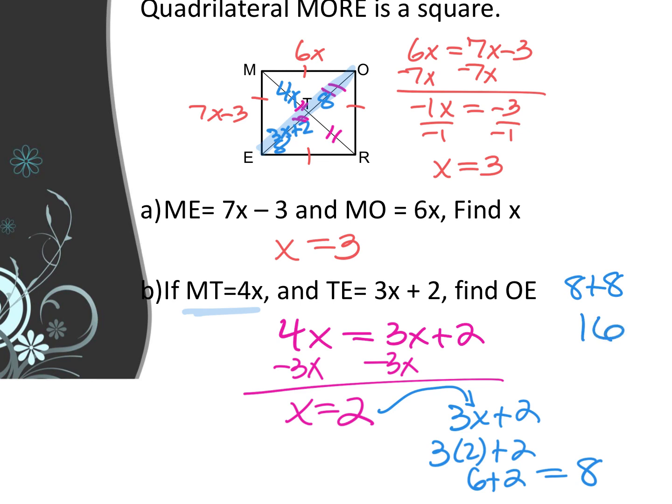So these are all examples using all of the new properties that we learned for our new special parallelograms, the rectangle, the rhombus, and the square.